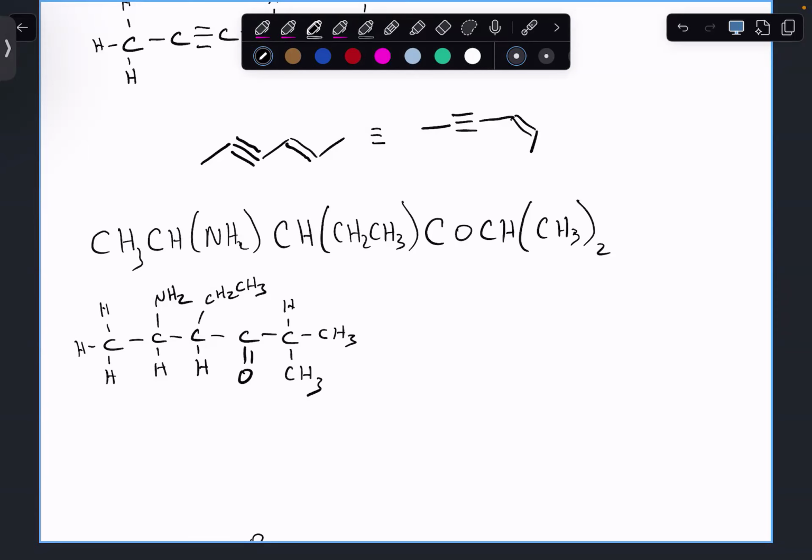And again, the way I would approach these is to start by drawing the parent chain, the main chain. This has 1, 2, 3, 4, 5, 6 carbons. So I'm just going to draw a zigzag with 6 carbons. 1, 2, 3, 4, 5, and 6. Now we can start decorating it. So off of carbon 2, you have an NH2. So I'm going to indicate that.